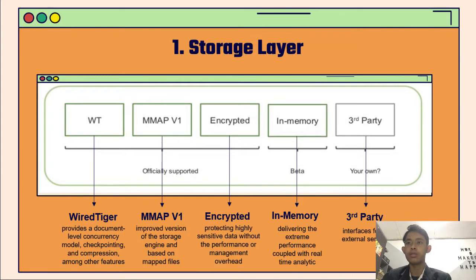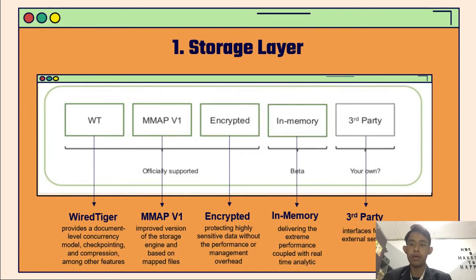Okay, first, the internal architecture of MongoDB has 5 layers, and the first is the storage layer. And what is the storage layer? The storage layer is the component of the database that is responsible for managing how data is stored, both in memory and on disk. In the storage layer we have WiredTiger, and WiredTiger provides document-level concurrency, checkpointing, and compression, among other features.